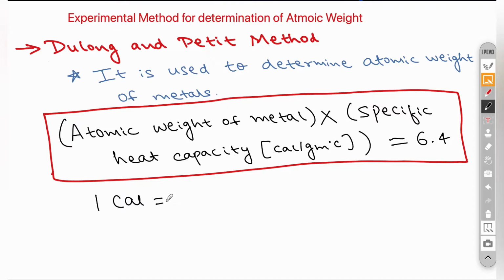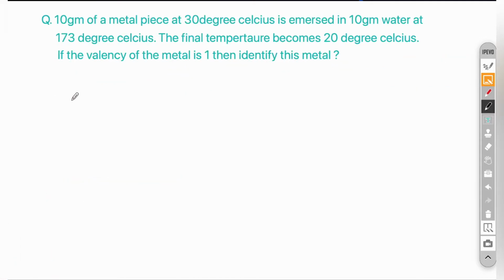Also 1 calorie is equal to 4.18 joule. If you have to convert in joule, use this. Now we'll solve a problem. 10 gram of metal piece at 30 degrees Celsius is immersed in 10 gram of water at 17.3 degrees Celsius. Final temperature is 20 degrees Celsius. Valency of metal is 1. Find the metal. Solve by yourself.